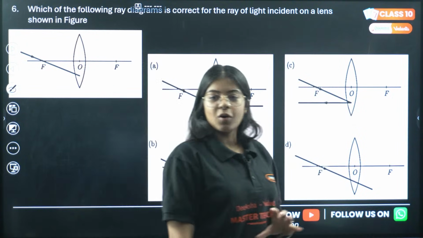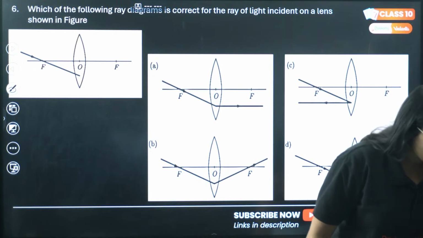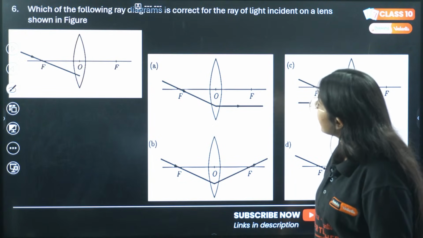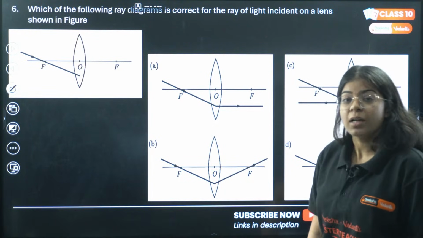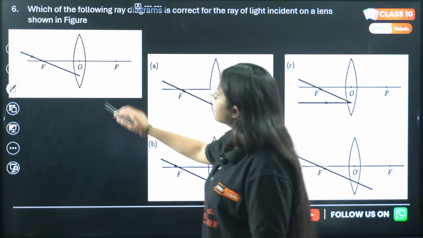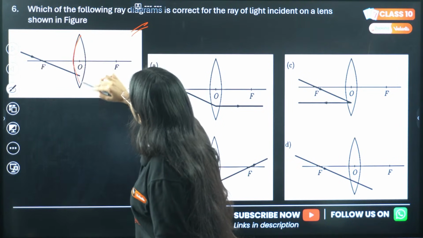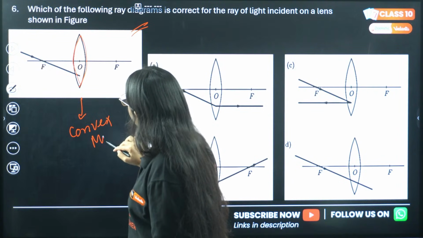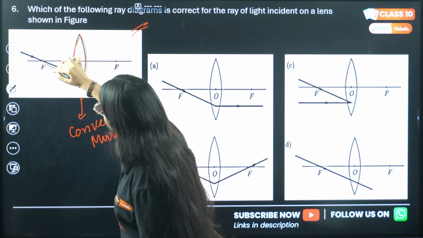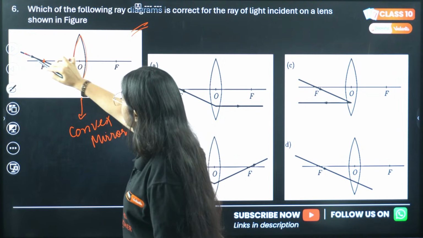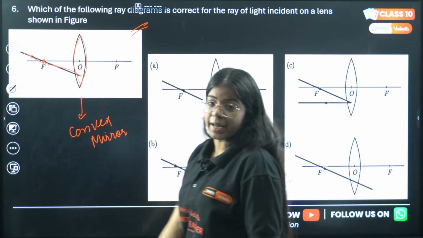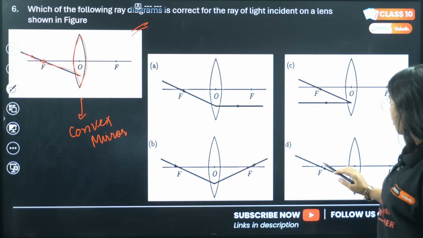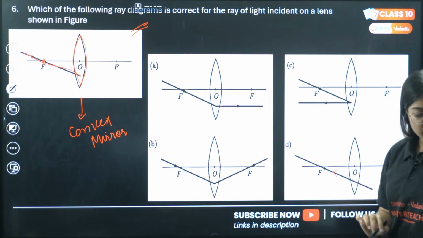Okay, which of the following ray diagrams is correct for the ray of light incident on a lens shown in the figure? So this is my given, okay, and this is a which mirror? This is a convex mirror, correct? Now the ray is passing through the focus. What will happen to this ray? Will it reflect and go parallel? Will it go something like this, or will it trace the same path back? What is the answer?